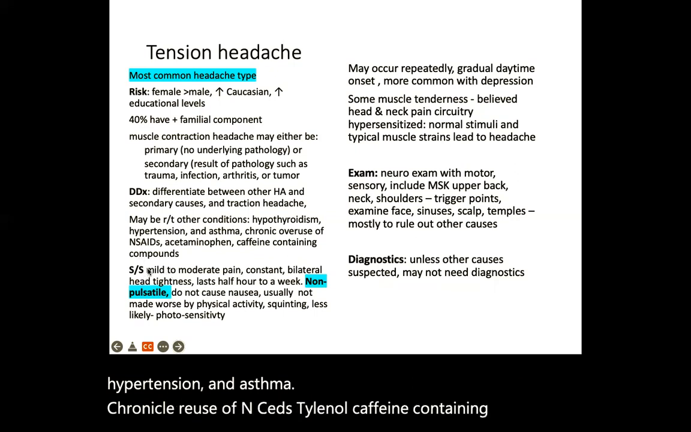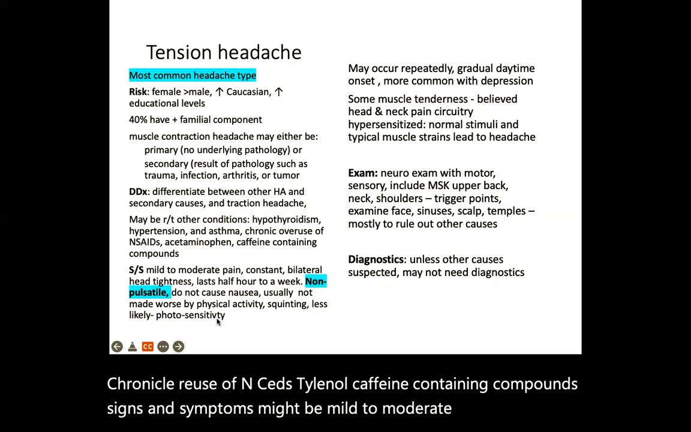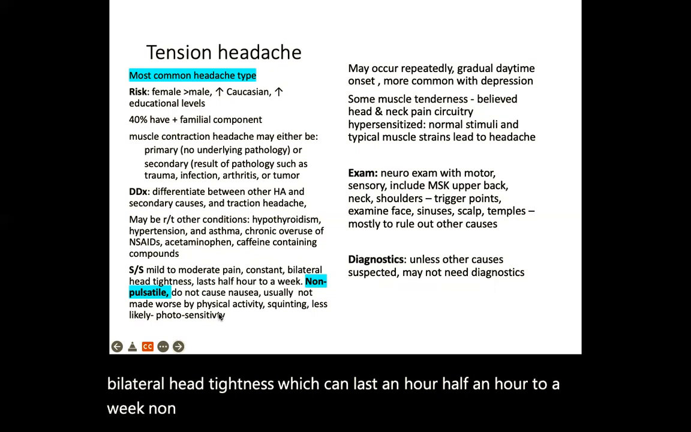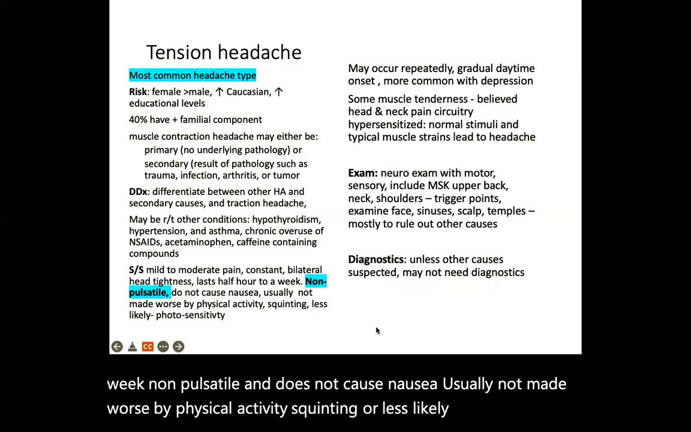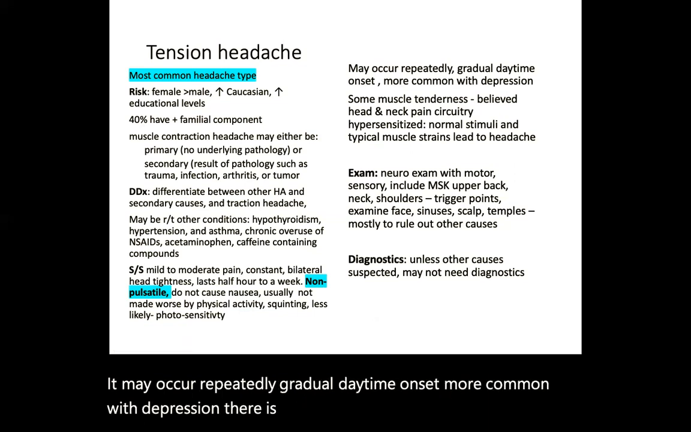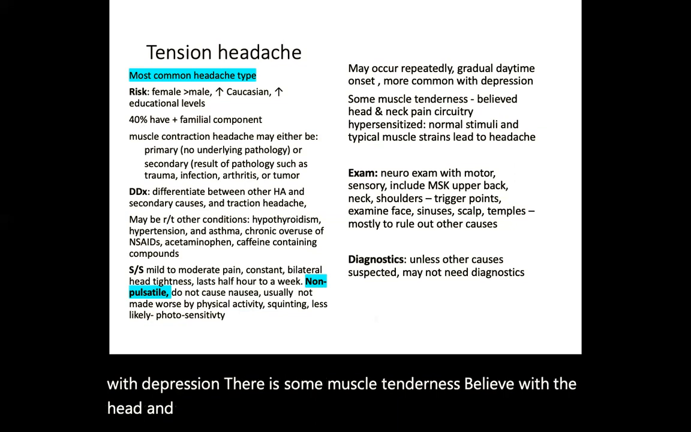Signs and symptoms might be mild to moderate pain, constant bilateral head tightness, which can last half an hour to a week, non-pulsatile, and does not cause nausea. It's usually not made worse by physical activity, squinting, or less likely photosensitivity. It may occur repeatedly, gradual daytime onset, more common with depression. There is some muscle tenderness believed with the head and neck pain circuitry.